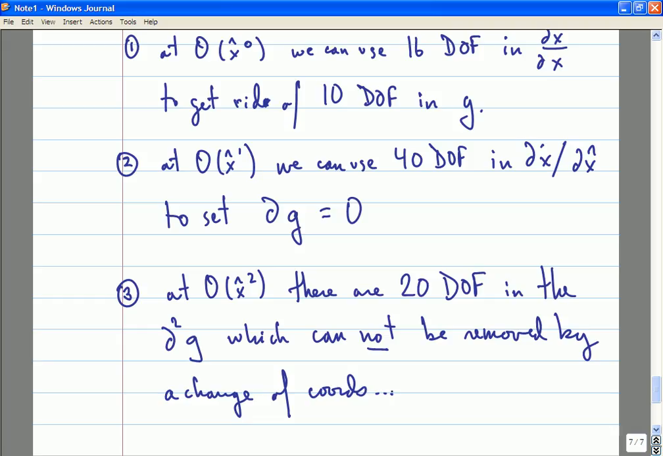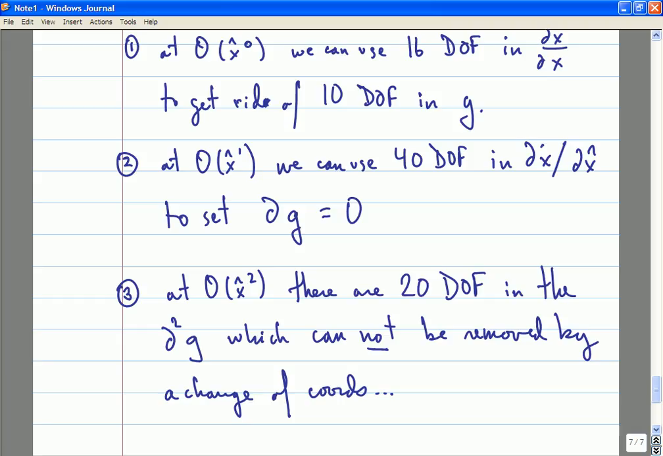So, if you really wish to do a proper accounting of the number of degrees of freedom in the metric, you really need to be careful, because you can always choose a coordinate system where the metric and its first derivative are equal to the Minkowski metric. But it's only in the second derivative of the metric that you have information that can't be removed by a judicious choice of coordinates.